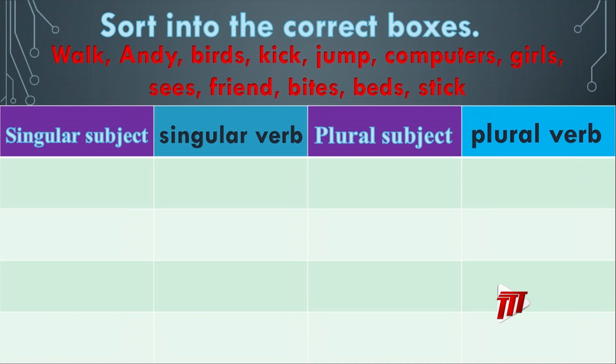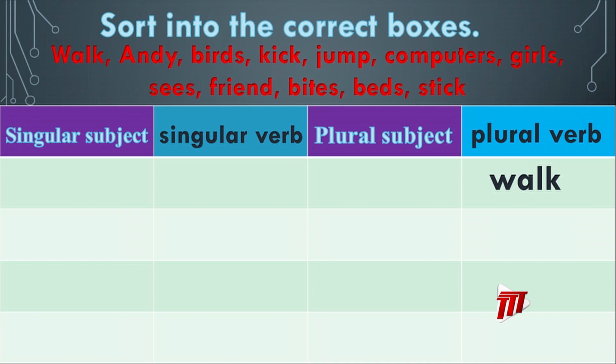So take walk, for example. Would walk be a noun subject, or would it be a verb? And then you have to think about whether it would be singular or whether it would be plural, based on what we would have discussed previously. So where would walk go? Walk will go as a plural verb. So it's a verb, it's an action word, it's something that can be done, and it does not have the S at the end, making it a plural verb.